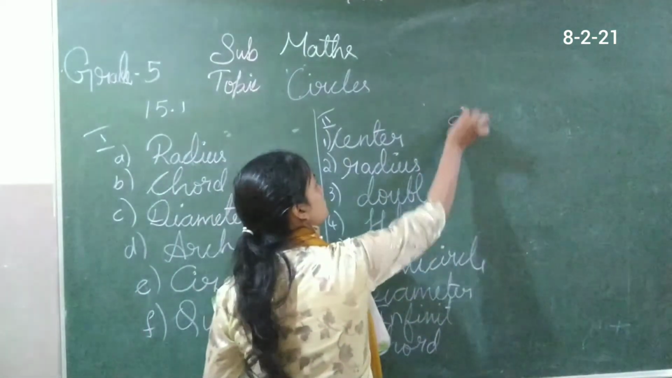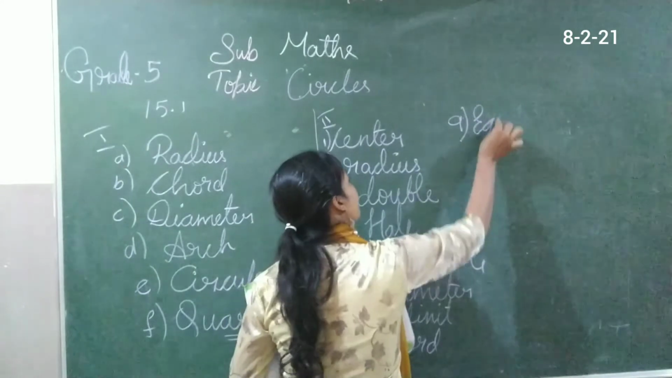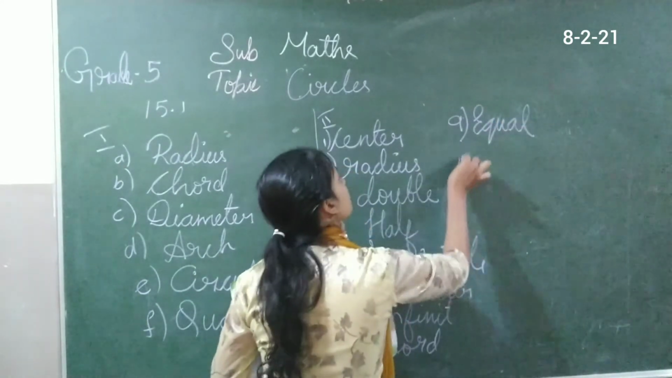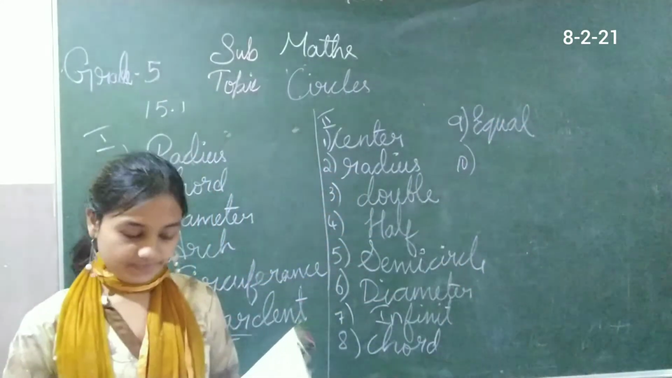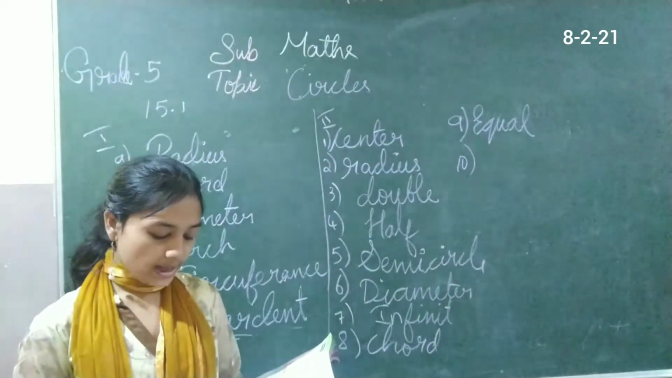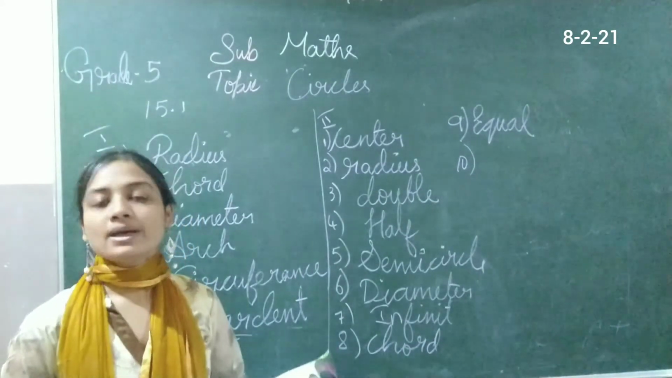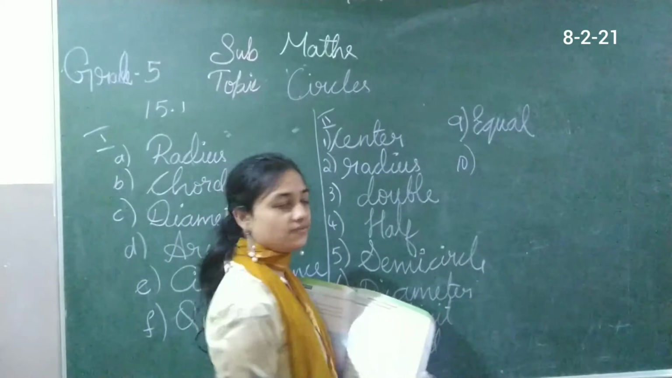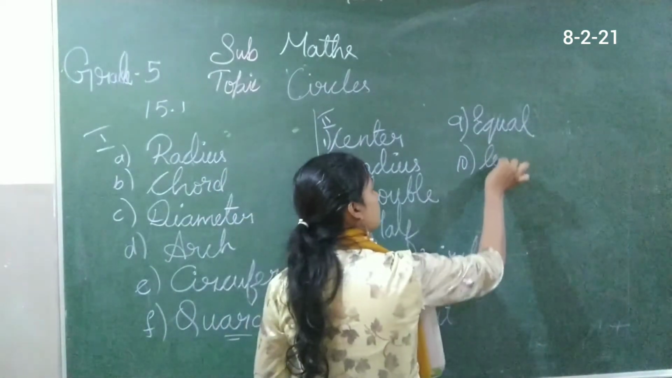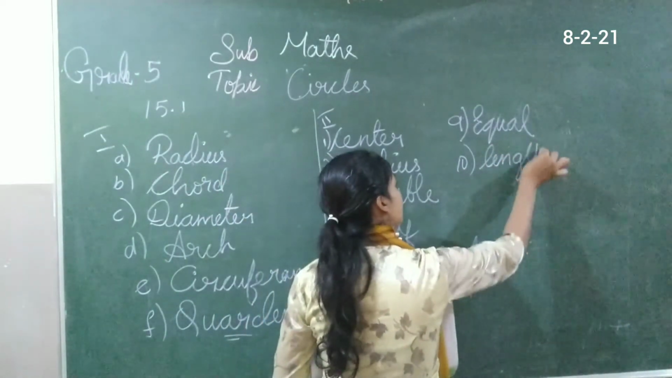Like the ninth one here, children, equal. You write equal in the blank. 10th one, all arcs of a circle do not have the same length. An arc is a small part of a circle, right? So they don't have equal length. Same length they will not have.